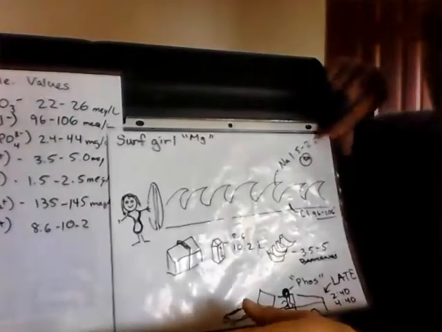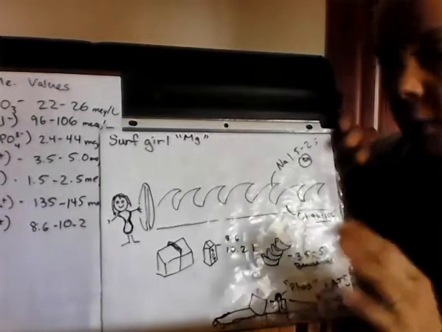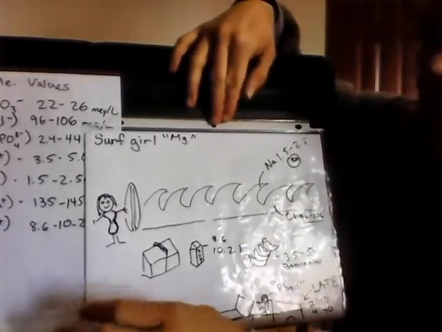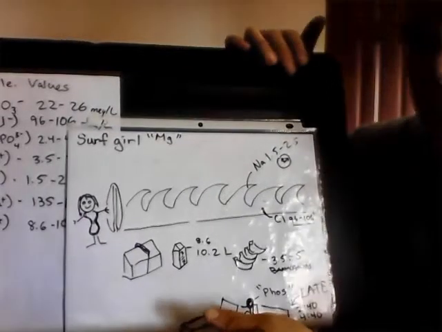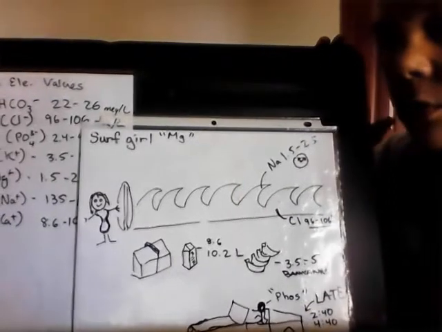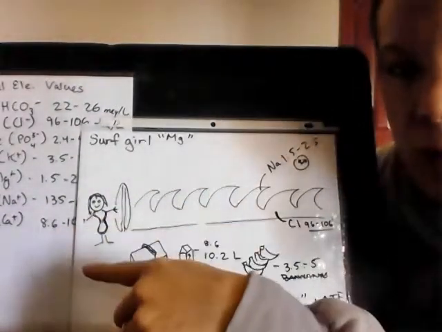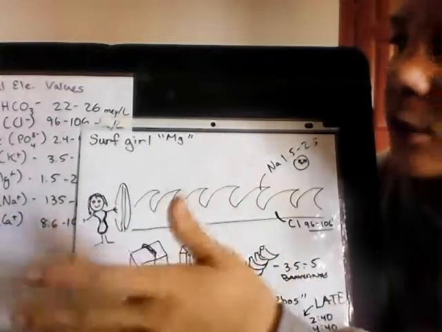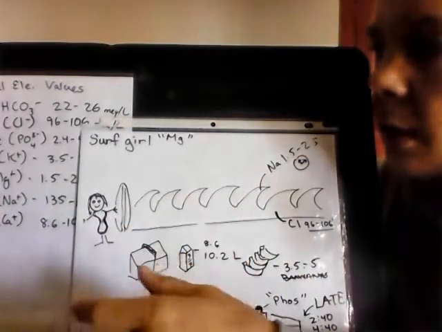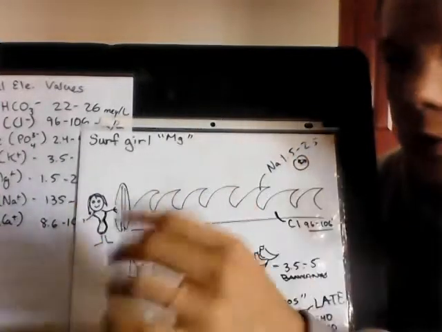Here's my little picture, and let's see if we can get both of these in the screen. This is Surfer Girl. She's a California Surfer Girl. Her name is MG, or Maggie, but because she wants to be cool, she's going by MG for short. She has this beautiful hourglass figure, if you don't see, because she's 22 to 26 years of age. And she loves to surf. So she goes to the ocean, which of course is salt.